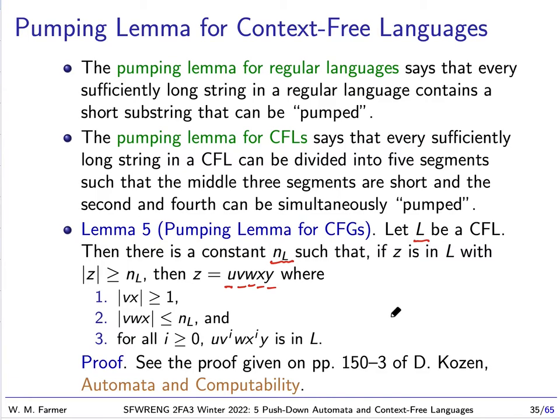So you can go to Cohen's book, pages 150 to 153 of his book Automata and Computing, and you can see a proof of this. So let me explain this again. If we have a context-free language, we're going to have one of these constants. And if we take a string that has a length greater than this constant, then the string will be broken into 5 parts, and it will satisfy these 3 properties. And the third property is the interesting property because it basically says we can pump this string.